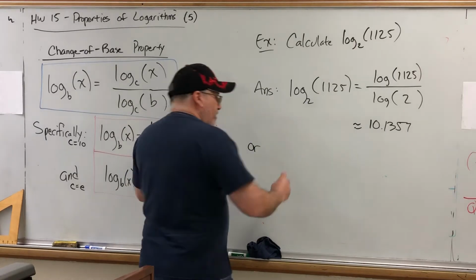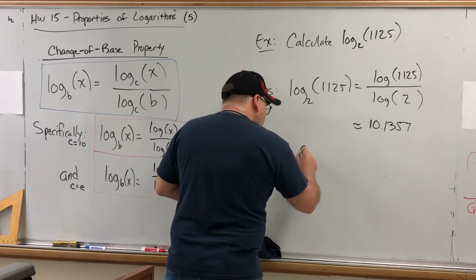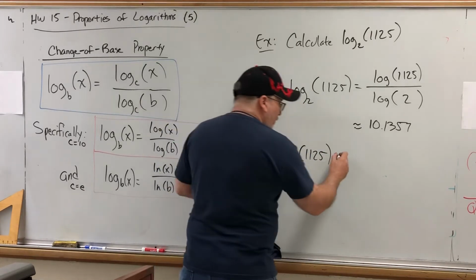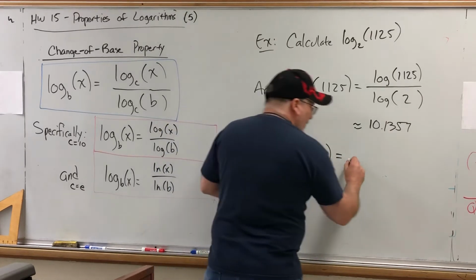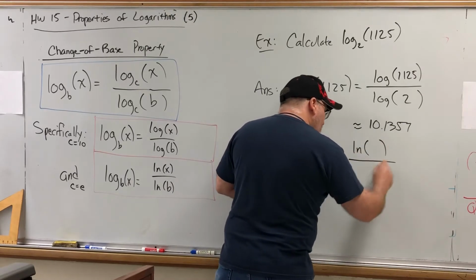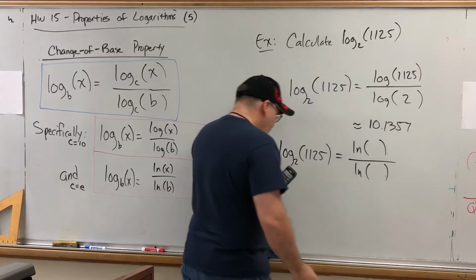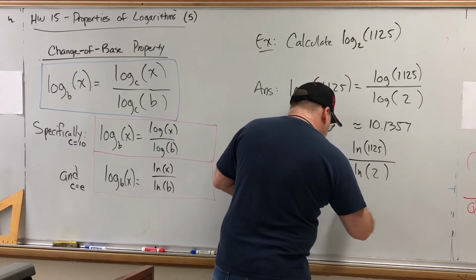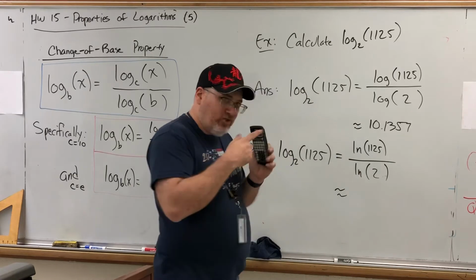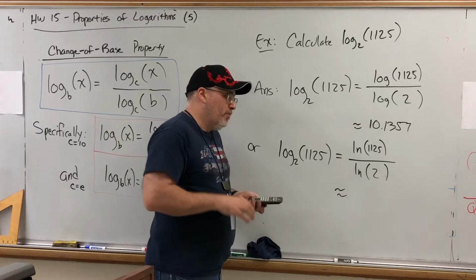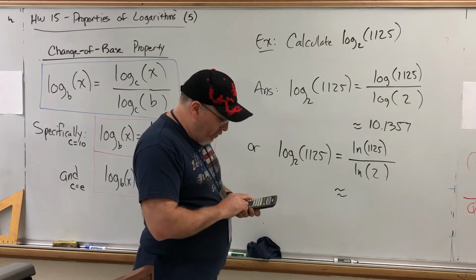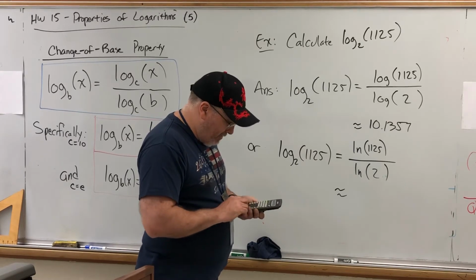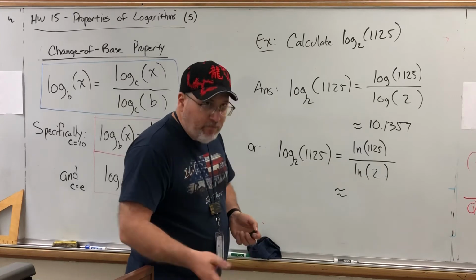Now, we could have also done it using natural logarithms. So we could have evaluated or calculated log base 2 of 1,125 by setting up a ratio of natural logs and putting the 1125 on the top and the 2 on the bottom. Same story about using your calculator. If it's a one-line calculator, you must enter the number before pressing ln. 1125 ln divided by 2 ln equals the exact same answer, but it was supposed to.